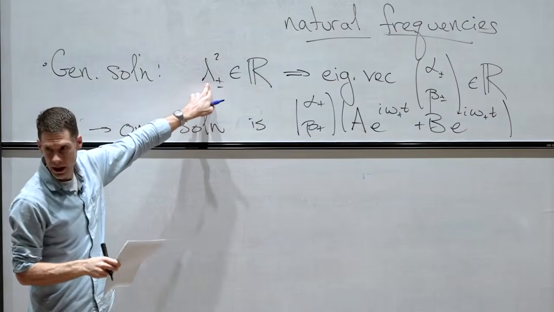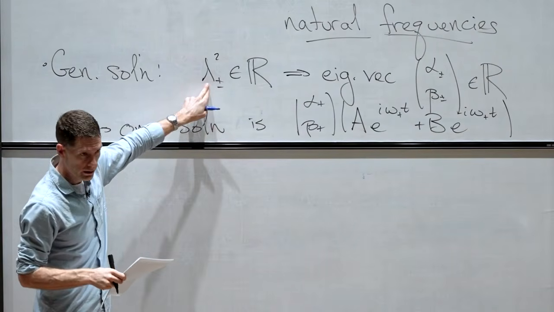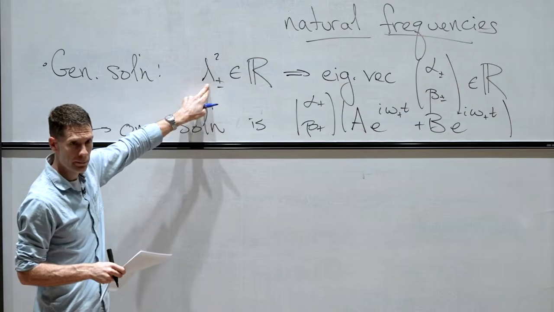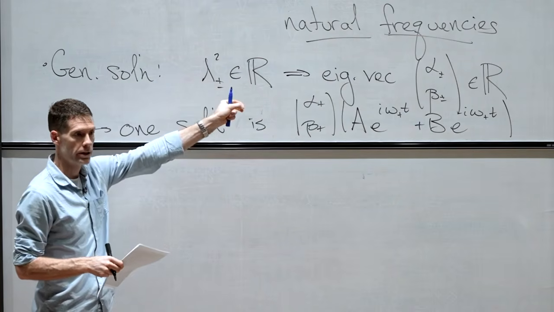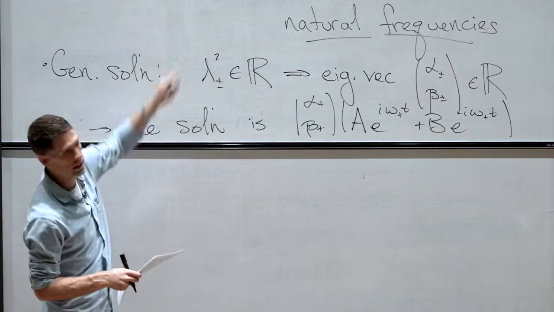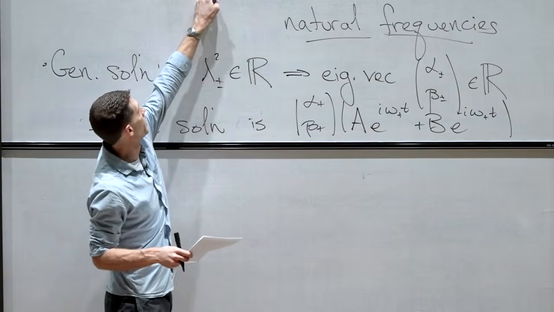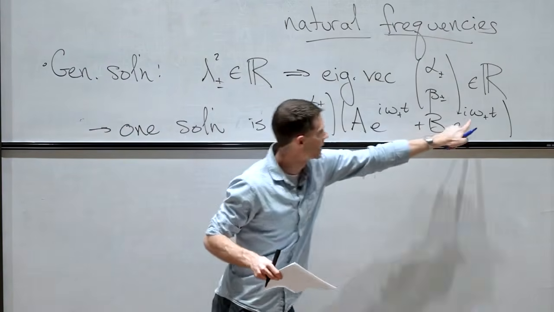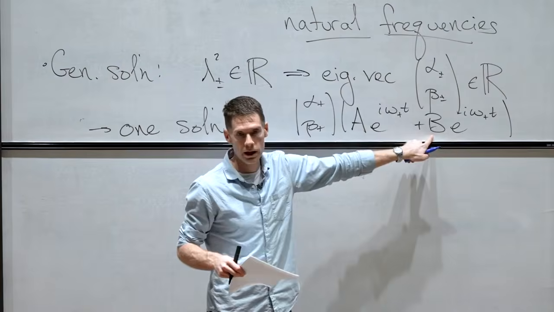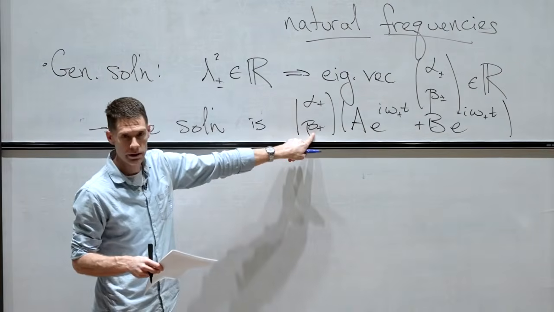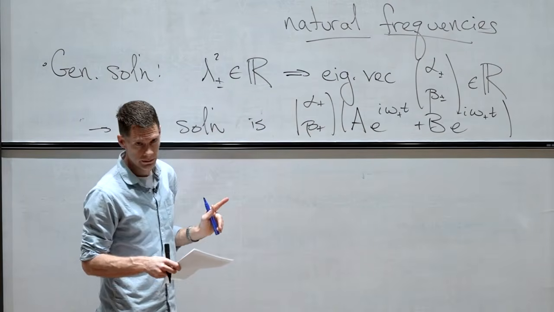So I'm looking at one of these guys. The lambda squared was real and negative, which means the lambda was imaginary, and I'm calling that plus or minus i times omega. So I'm just taking the plus here, and I've got a plus or minus, which I put inside the exponential, and with some arbitrary constant, times the eigenvector associated with that lambda squared.